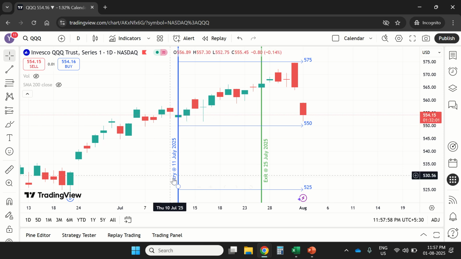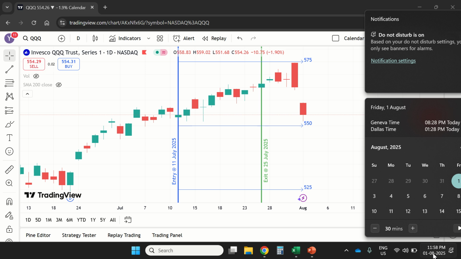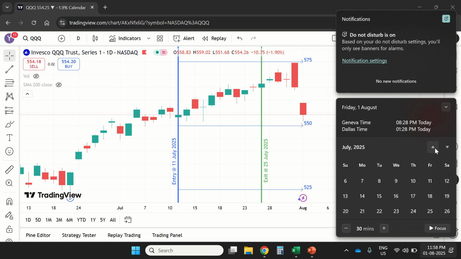So I entered this trade on 11th of July when QQQ was moving around 553. So I entered this trade on this day. What expiries did I choose? So let me open the calendar. I entered this trade on 11th of July.